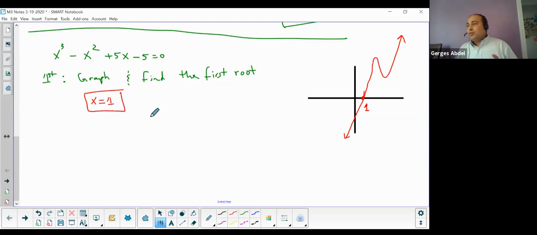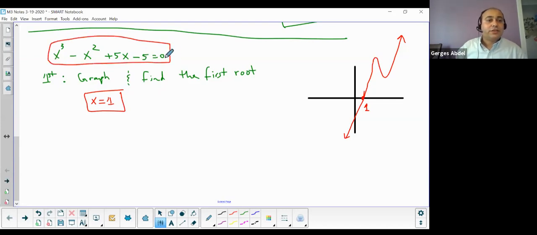Remember one thing. What is the highest exponent in this equation right here? It is cubed. So the highest exponent is three. Since the highest exponent is three, that means you're going to have three solutions here. So we got the first solution, which is x equals positive one. That's the first solution. Okay, now let's get to the second step.